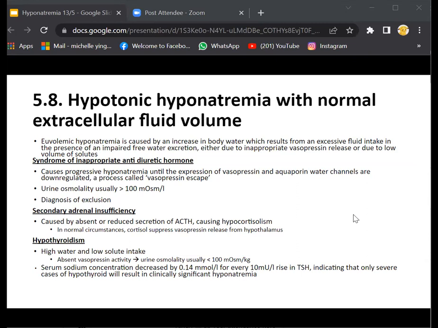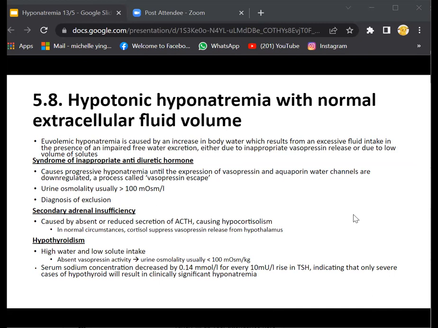Secondary adrenal insufficiency is caused by absent or reduced secretion of ACTH, causing hypocortisolism. In normal circumstances, cortisol suppresses vasopressin release from the hypothalamus. In hypothyroidism, however, there will be high water and low solute activity, which will cause absent vasopressin activity.